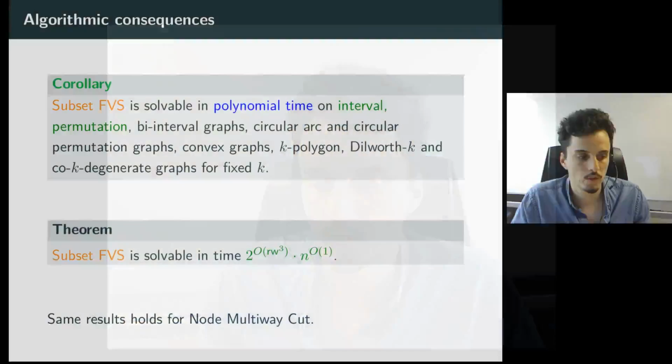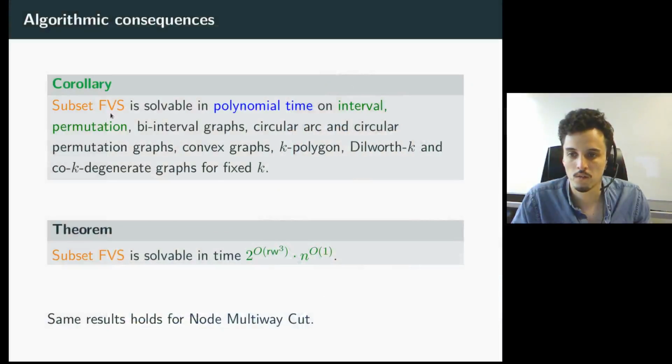This is not the only result we have on subset feedback vertex set. We prove also that we can solve this problem in polynomial time on interval graphs, permutation graphs, and others, all with the same algorithm. This is a consequence of the Mim-width algorithm, because on these graph classes we can compute a decomposition of bounded Mim-width in polynomial time.